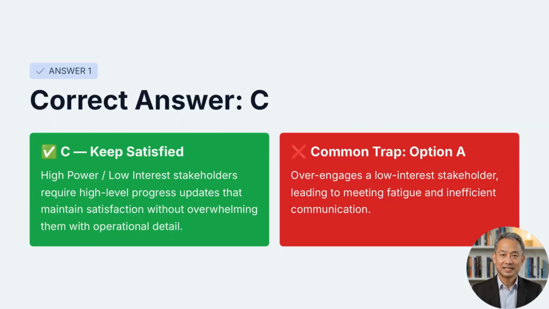The correct answer is keep satisfied. This stakeholder has high power and low interest. The goal is to maintain confidence and support through concise, high-level updates. The stakeholder does not require constant involvement in project operations. A common mistake is selecting manage closely. While the stakeholder has influence, their low level of interest means excessive communication may waste effort without providing additional value.